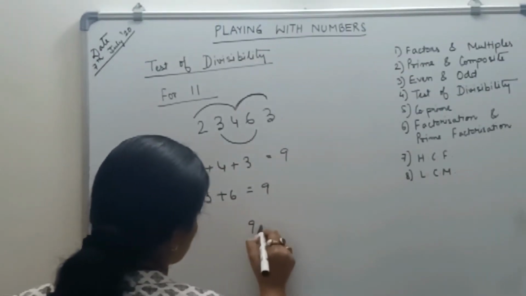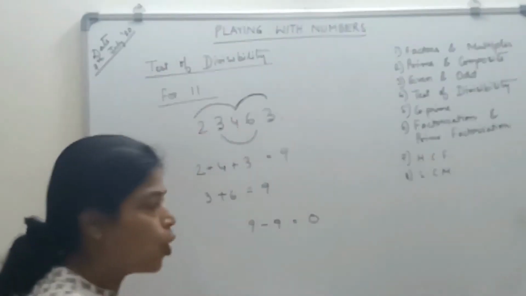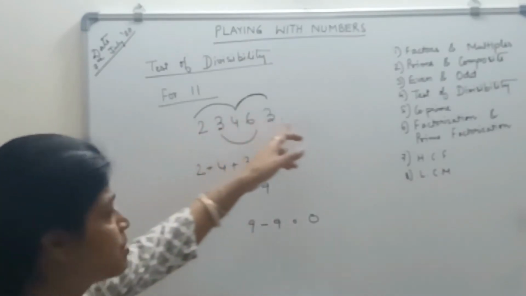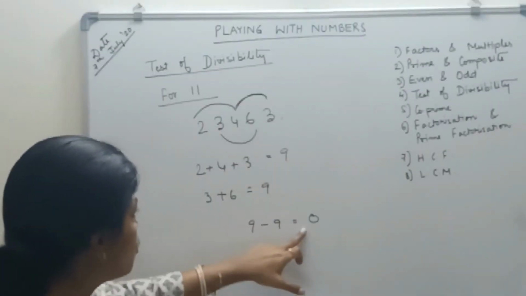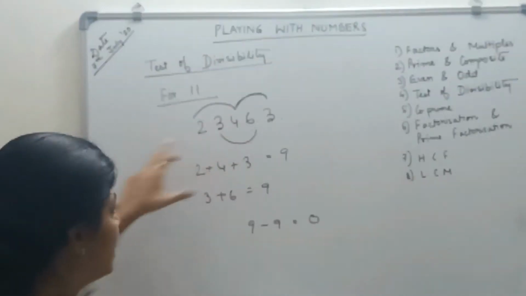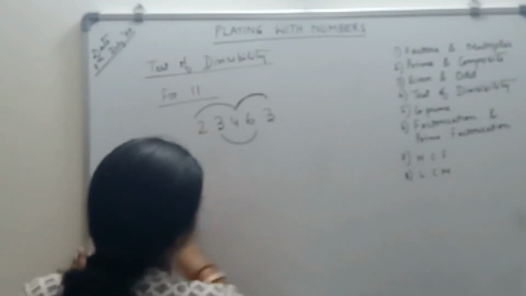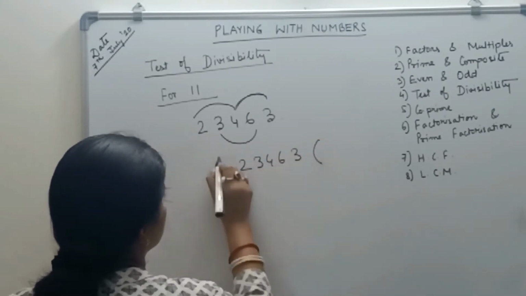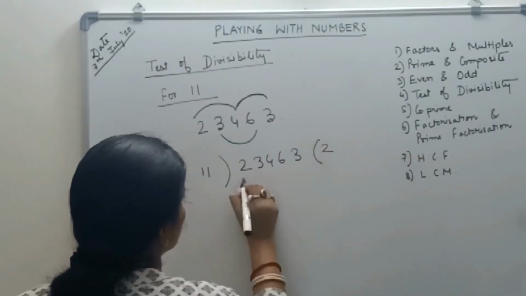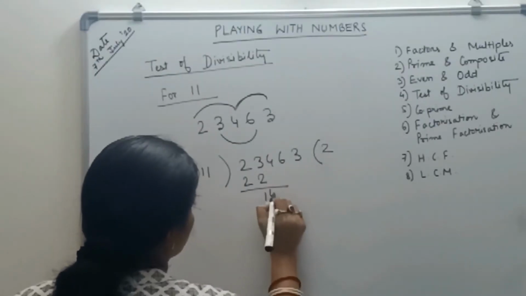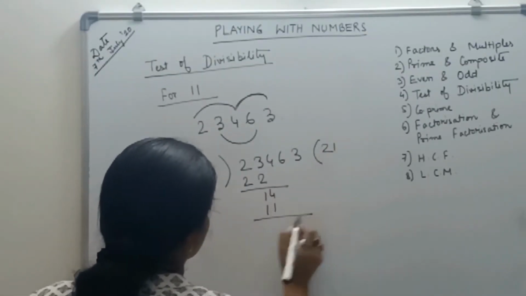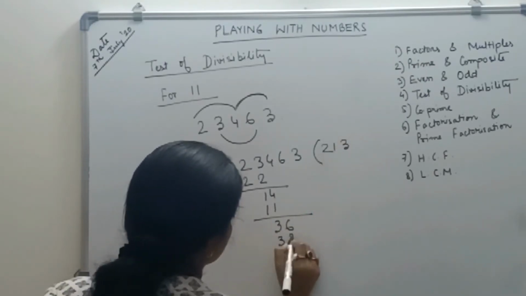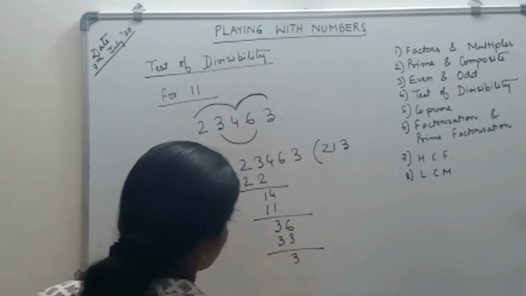The difference between these two values is either 0 or a multiple of 11, then the number is divisible by 11. Here it is 0, so it should be divisible by 11. Let's check. Suppose here 2, 3, 4, 6 and 3, I have taken 11. 11 into 2, 22. So 14, 11 ones are 11, 3, 36, 11 threes are 33, so remaining 3, 33.